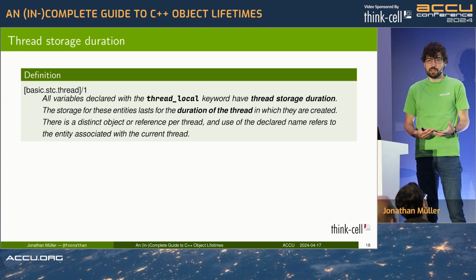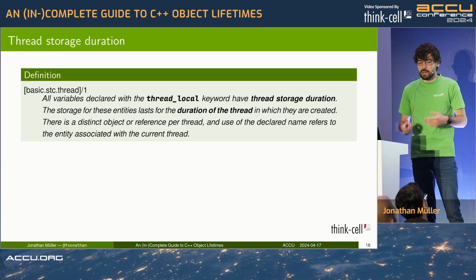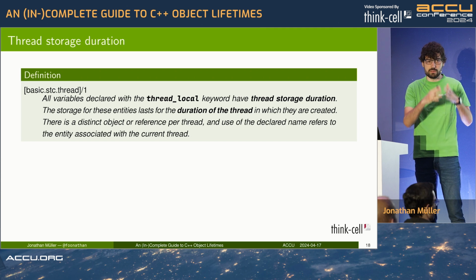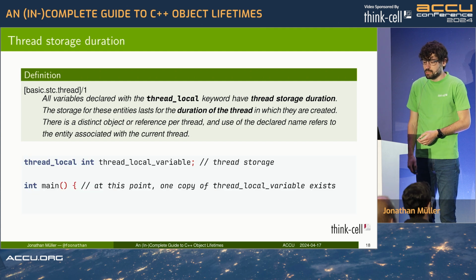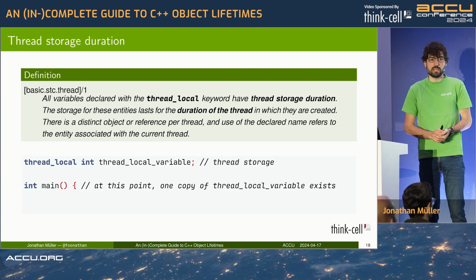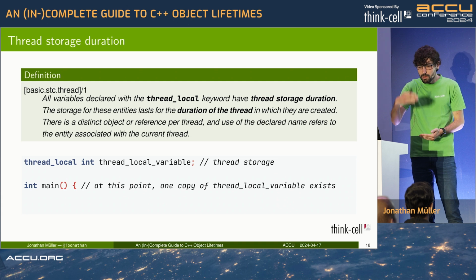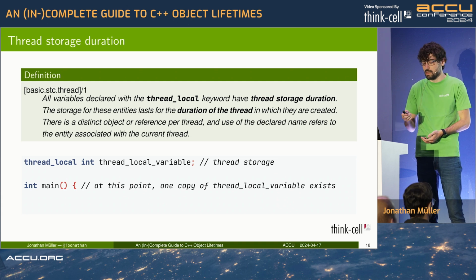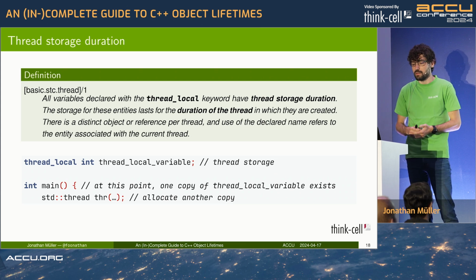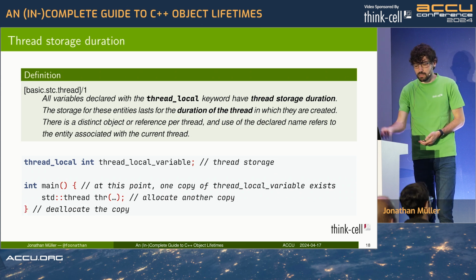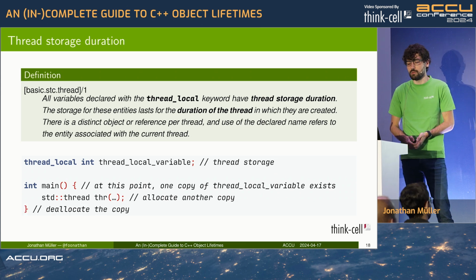Thread storage duration is similar. When a variable is declared with thread_local, instead of having one object throughout the entire program, we're having one per thread, and when the thread starts, we allocate the storage. So here, when we start executing main, we're having one copy of the thread local variable, whose storage duration matches the storage duration of the main thread. And when we start a second thread, we will allocate a second copy of that. And this storage duration only lasts for the second thread. So when we destroy the second thread, we also deallocate the thread local variable for that thread. And when we exit the main thread, we deallocate the thread local storage for the other variable.